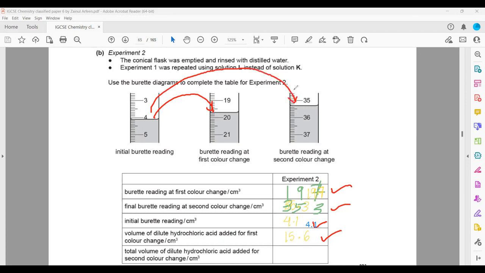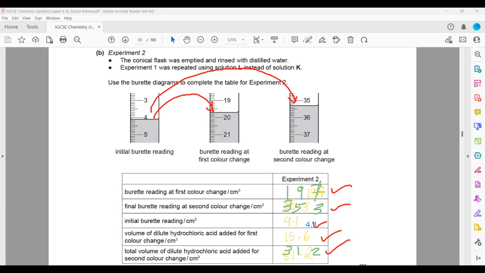And how much hydrochloric acid is added for the second color change? Total volume of hydrochloric acid for the second color change. Yeah, that's right. So it is 31.2.